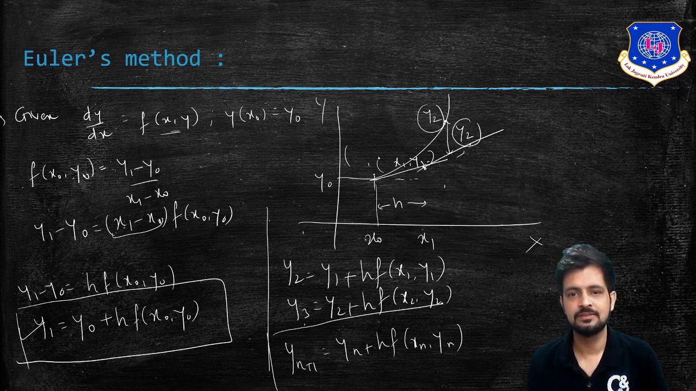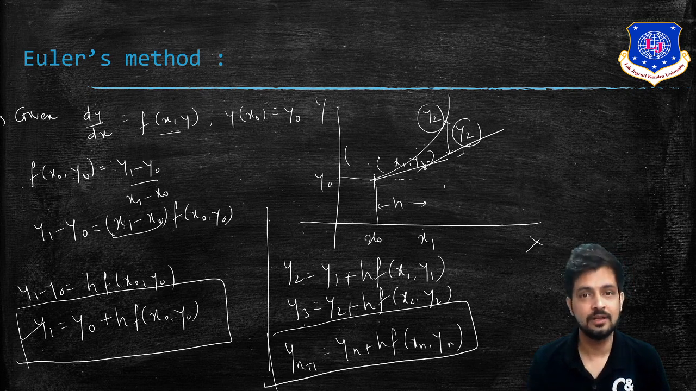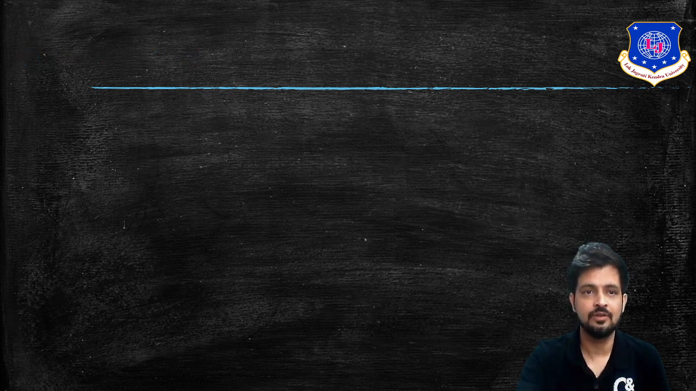This is the general formula to solve the numericals of Euler's method, in which it is compulsory to find the previous value of y to find the next value of y. For example, if I want to find y2, then y1 is required. If I want to find y3, then y2 is required. That's why this method is known as the step-by-step method. Fine. Let us solve one numerical on the basis of this.